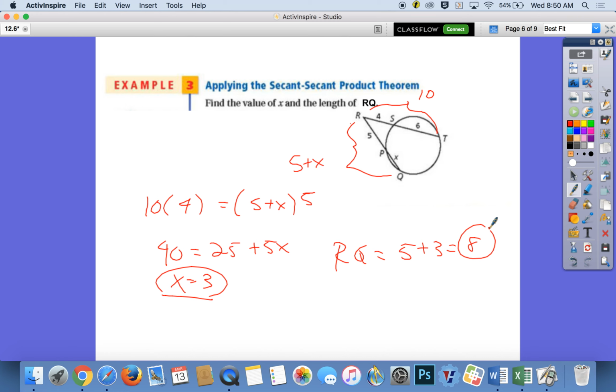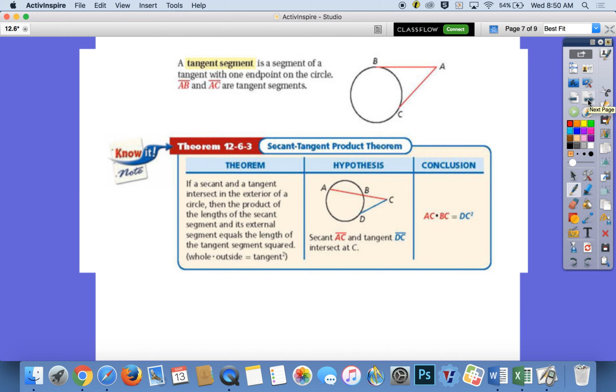So the main thing to keep in mind here, like I said, is whole times outside, and just be careful you don't multiply, you add it. It might be worth writing what the whole length is before you get down to your formula. Okay, this is our final one we'll do. I'm going to follow the same pattern, even though this is a little bit different. And then you just have one thing to remember.